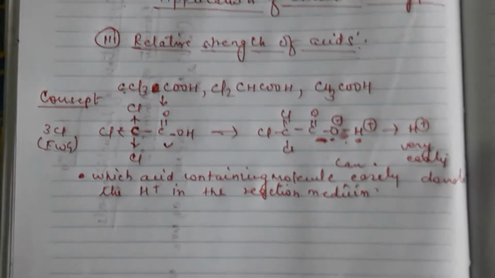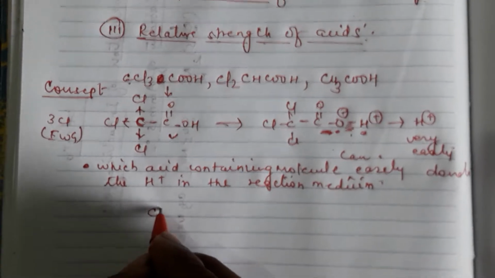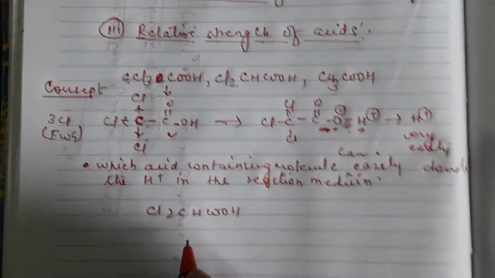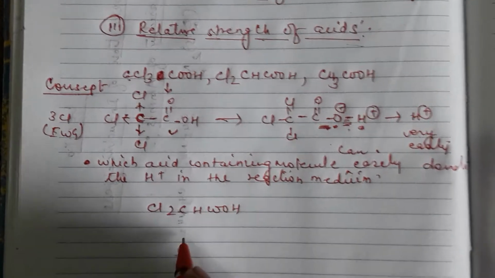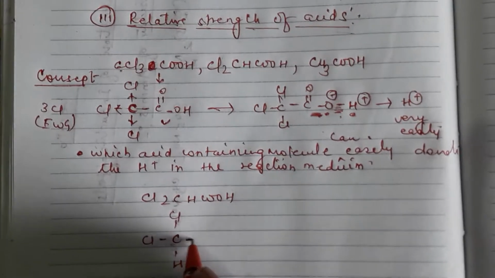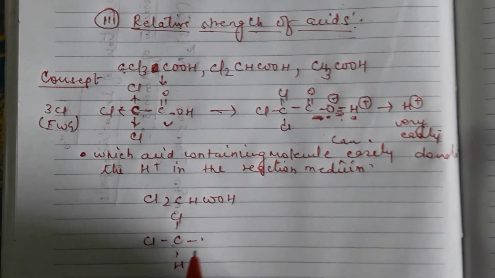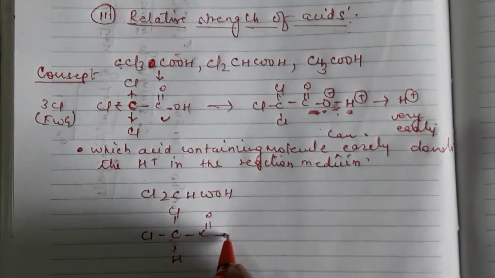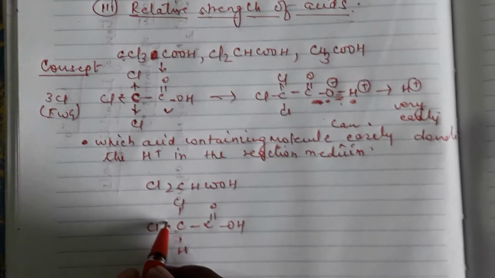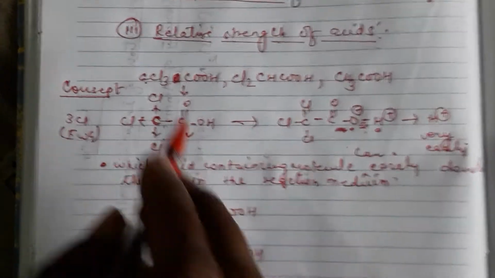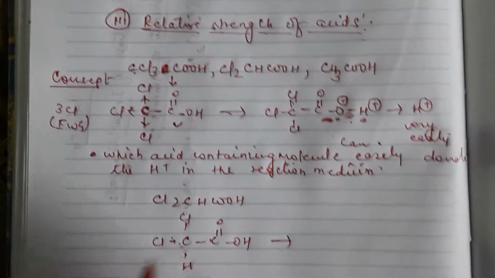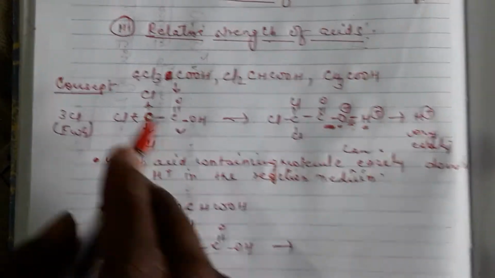In this case, consider Cl2CHCOOH. If you open the structure, there are 2 Cl. They attract electrons, but to a lesser extent compared to the previous molecule. So it will be less acidic as compared to this.